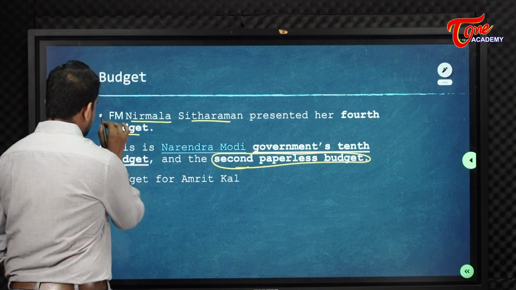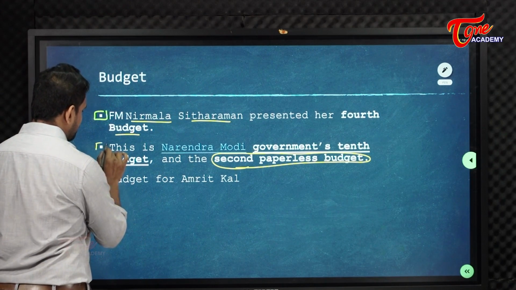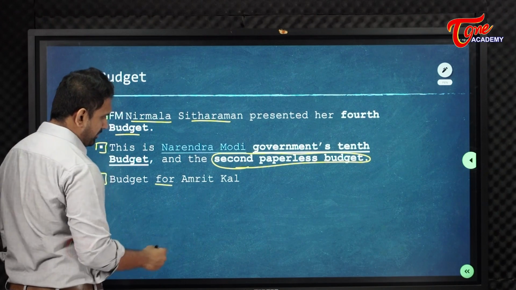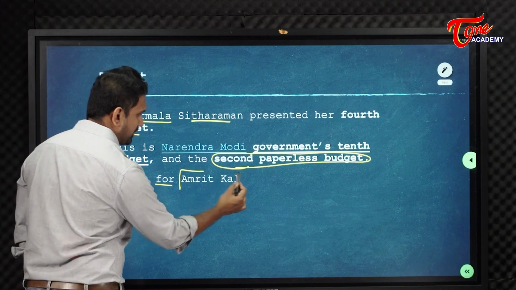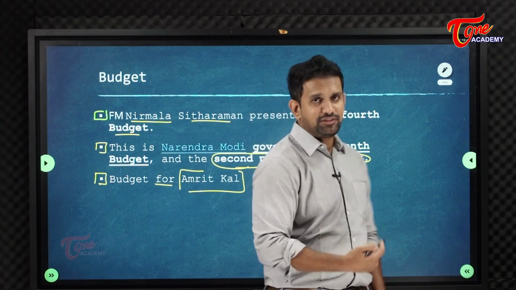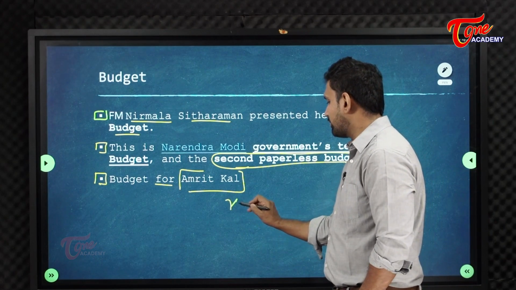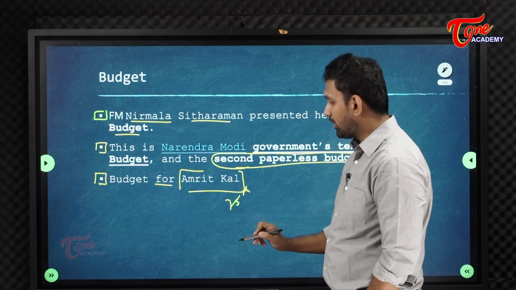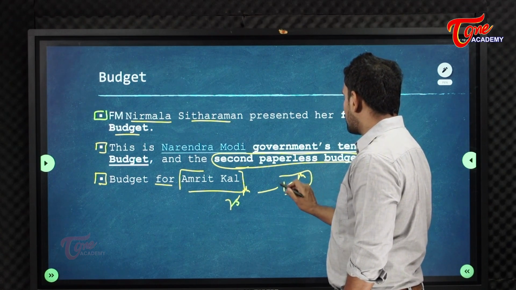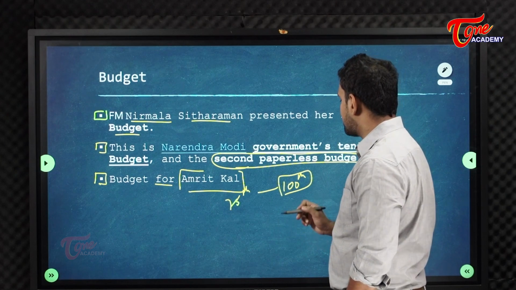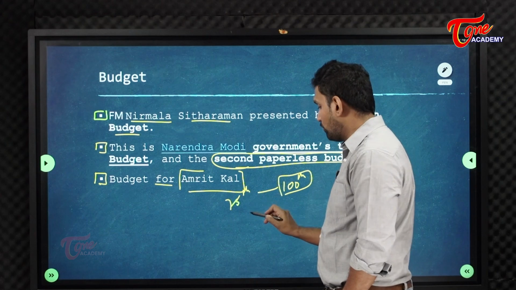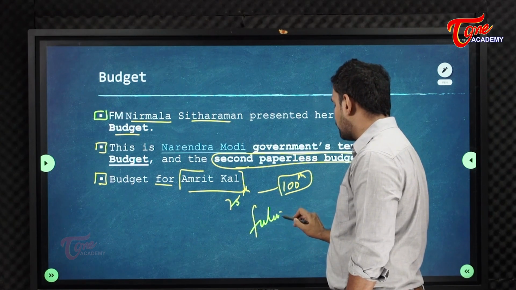The budget was given an important slogan, an important futuristic vision. That futuristic vision is called Amrit Kal. We have recently celebrated the 75th independence anniversary, right? So Amrit Kal means the 100th. The present government is saying that whatever budget we have presented is a futuristic budget. They are calling it what?